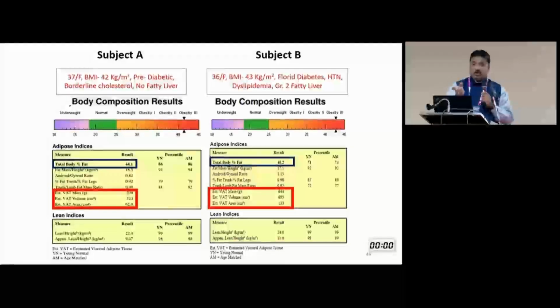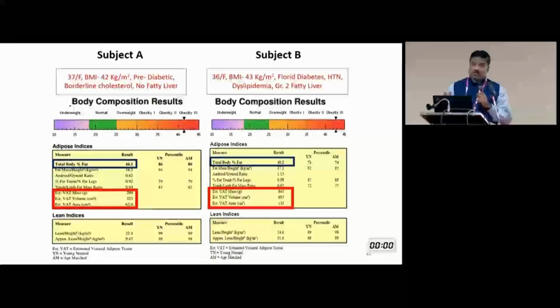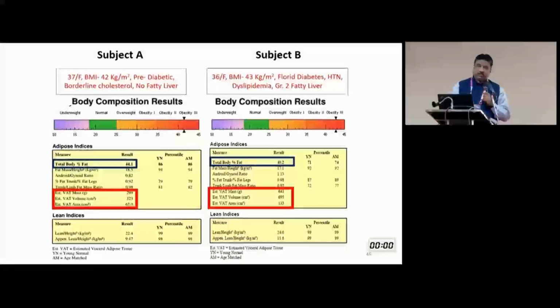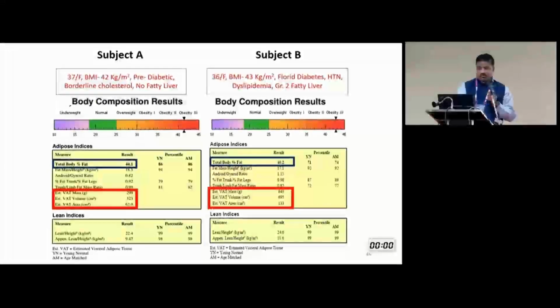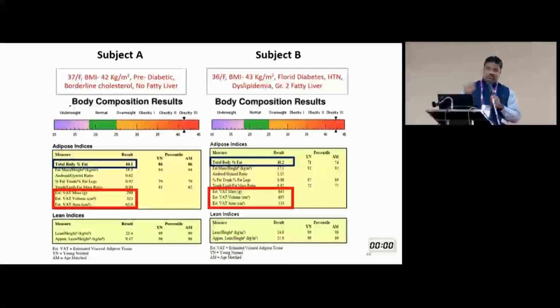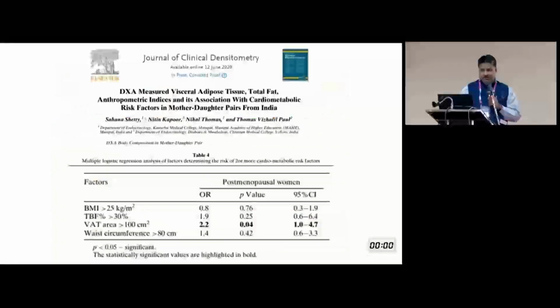So you see how body composition does explain the metabolic problems in one person despite the same BMI, whereas not so in the one who does not have high visceral adipose tissue. This is something like the Asian paradox, but that was at the lower end of the BMI. Here we are talking about the higher end of the BMI.